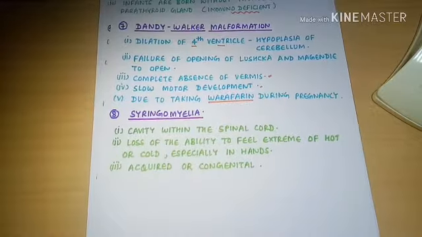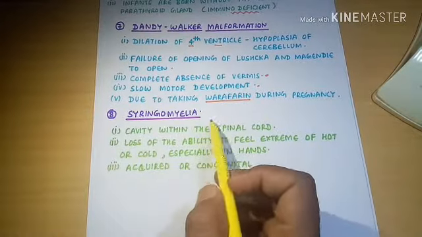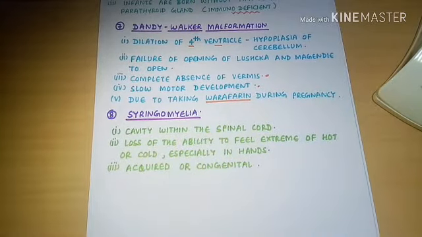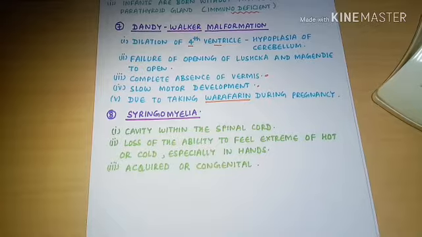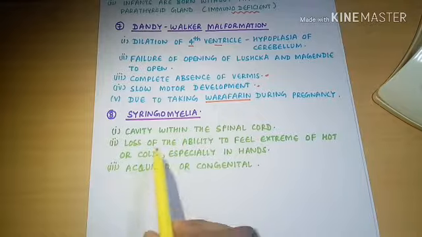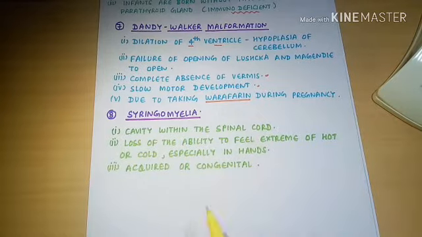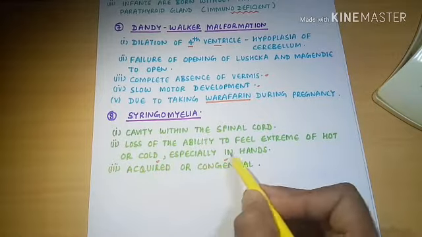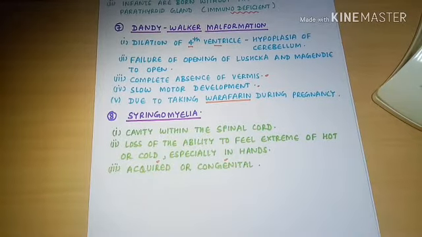The next type of defect is syringomyelia. Syringomyelia is nothing but a cavity which is formed within the spinal cord. If we see a cavity within the spinal cord, that pathology is called syringomyelia. In syringomyelia, the person loses the ability to feel extremes of hot and cold, especially in the hands. Syringomyelia can be acquired or it can be congenital also. So that's all for the defects.